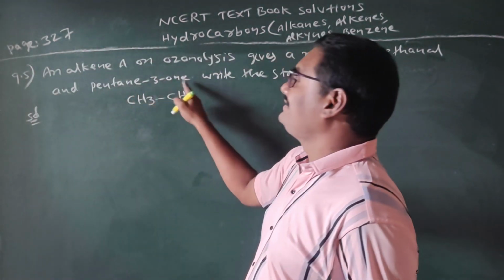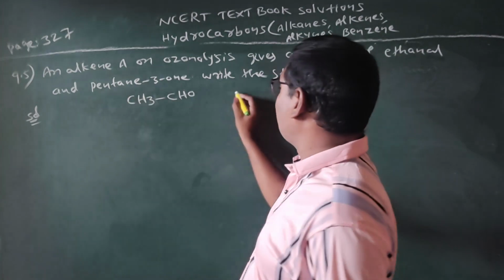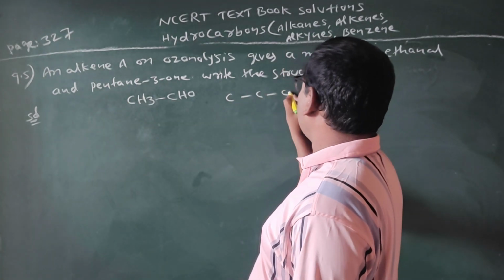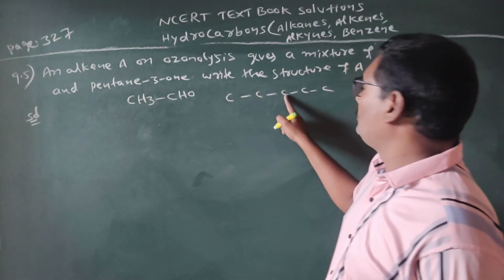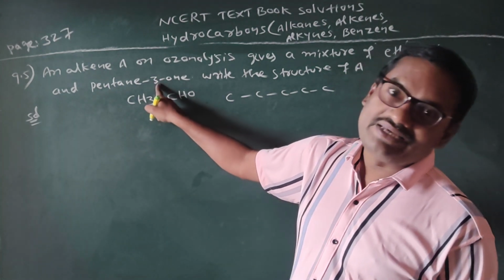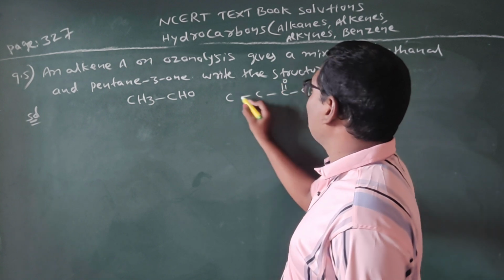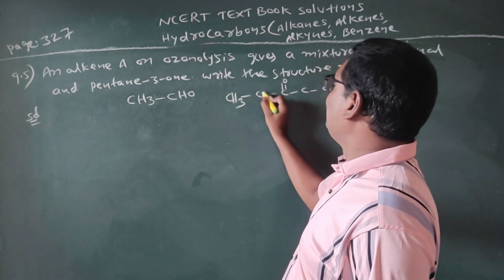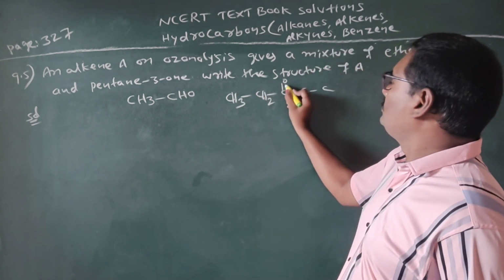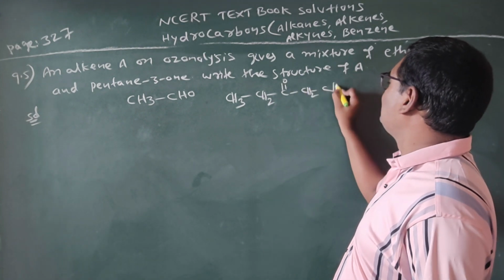And pentan-3-one. Pent means 5 carbons. So 1, 2, 3, 4, 5. The third position contains the ketone. So CH3, CH2, C, CH2, CH3.